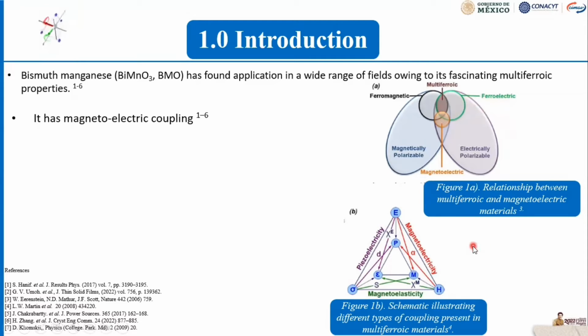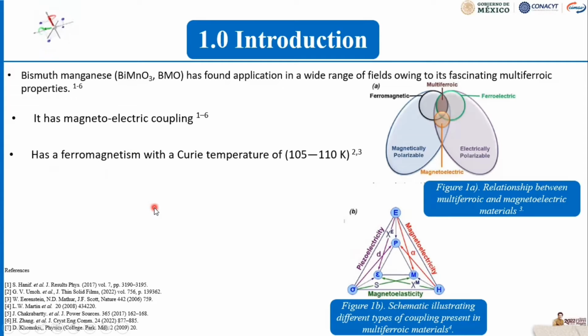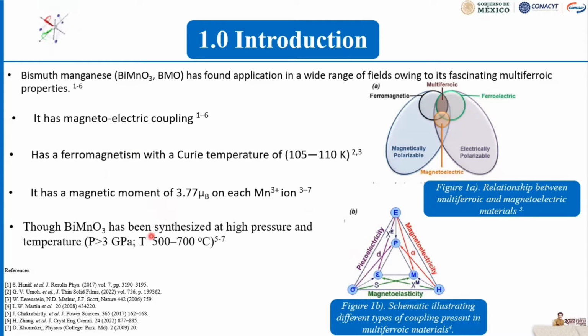And talking about the magnetoelectric, it must possess magnetic and electric order coupled, as a ferromagnet with a Curie temperature of 105 to 110 Kelvin. It has a magnetic moment of 3.77 Bohr magnetons on each manganese 3+ ion. Though bismuth manganese oxide has always been synthesized at high pressure and temperature.